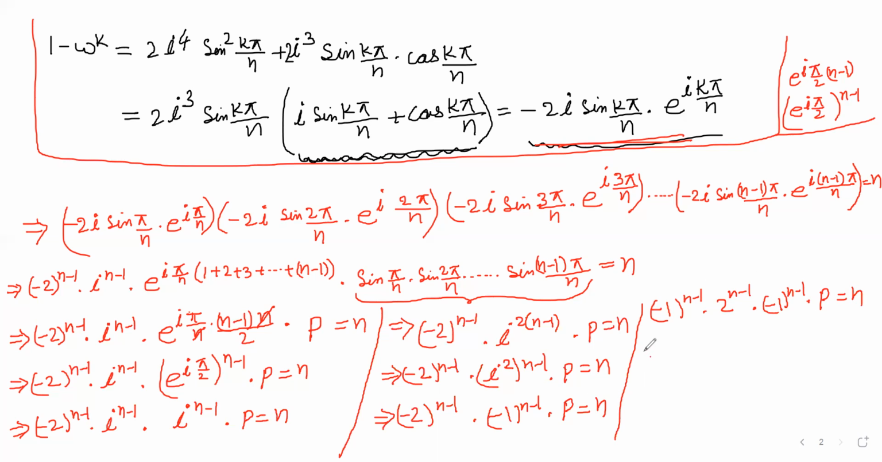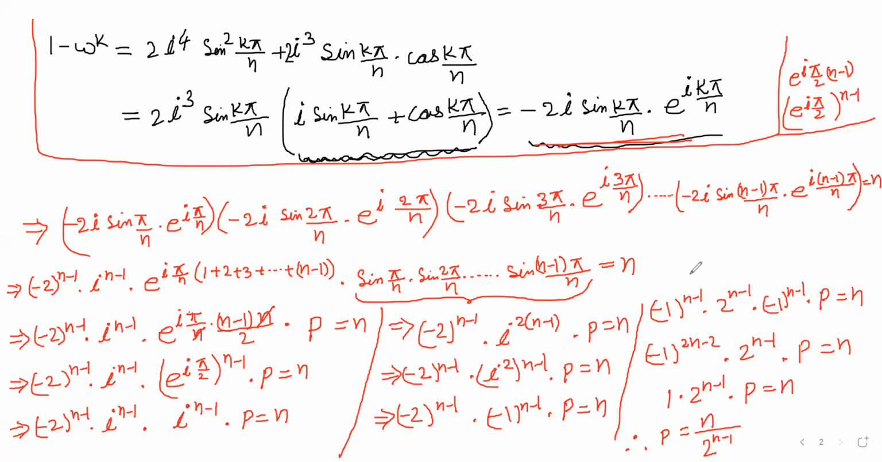Now you can see minus 1 to the power 2n minus 2, which is even number, and into 2 to the power n minus 1 into p is equals to n. In this scenario, minus 1 to the power 2n minus 2 is going to be simply 1 into 2 to the power n minus 1 into p is equals to n. So therefore, p is equals to n to the n upon 2 to the power n minus 1. So we have proven this result.